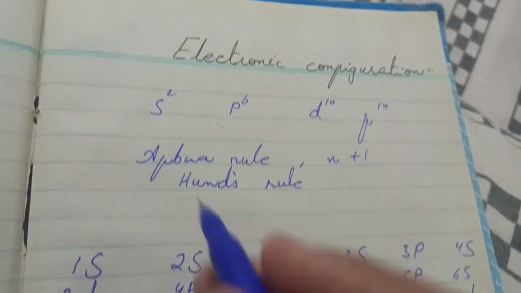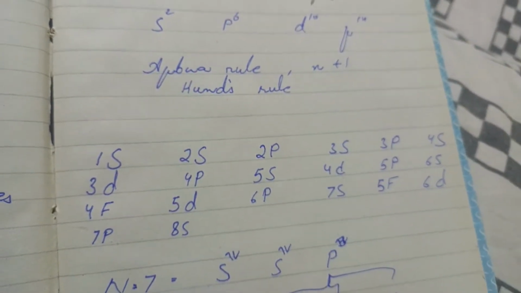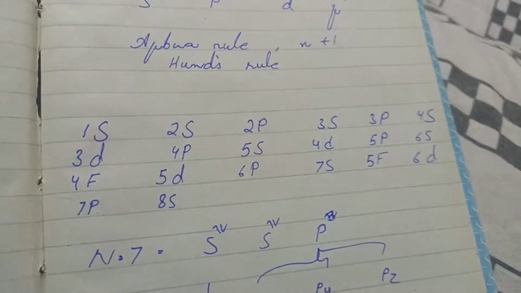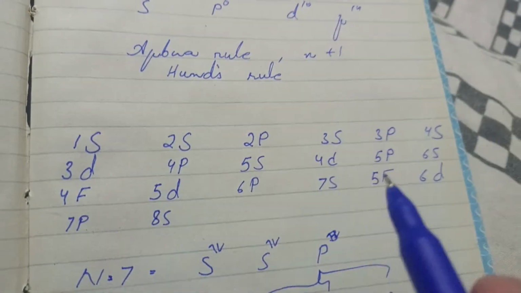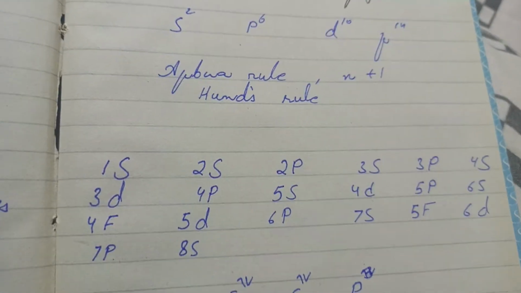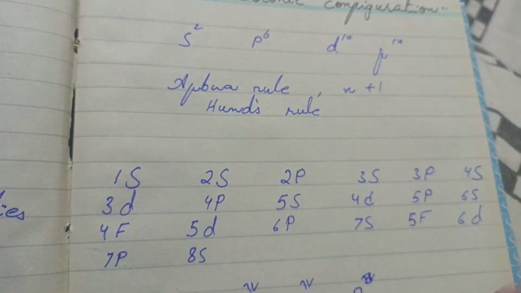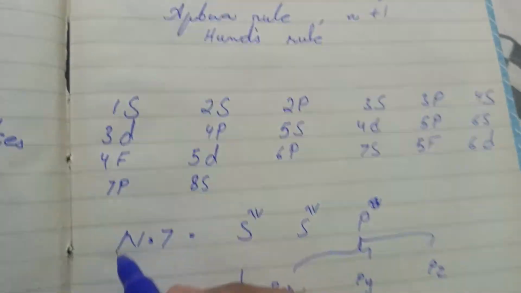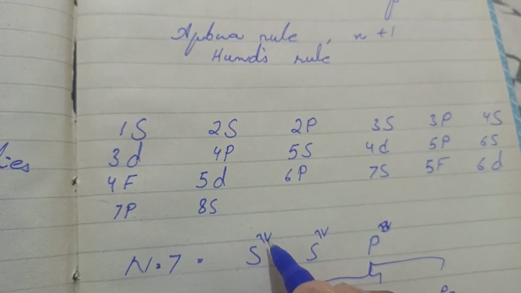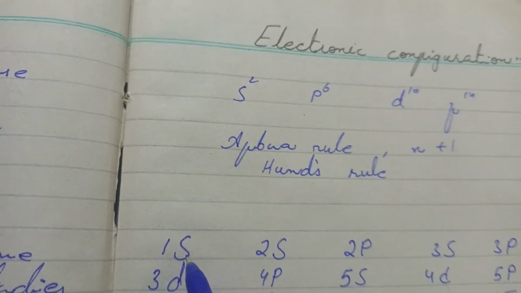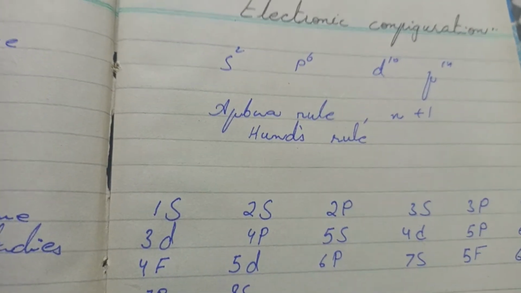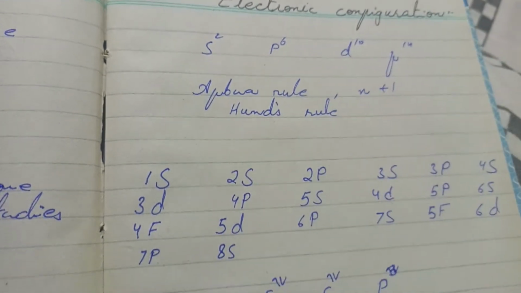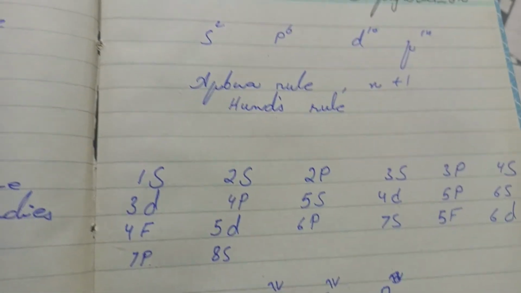The other rule tells us about the energy of the suborbits. It says that you have to put your electrons into the lowest shell first. As you can see, s contains 2 electrons, and we took s first because s has the least energy. So the n plus l rule comes in here.